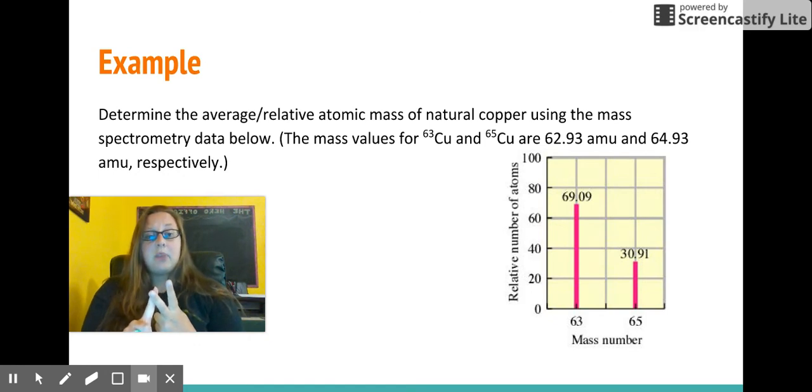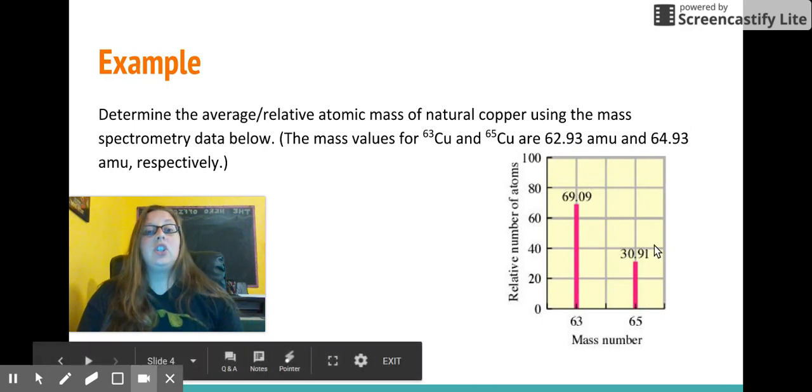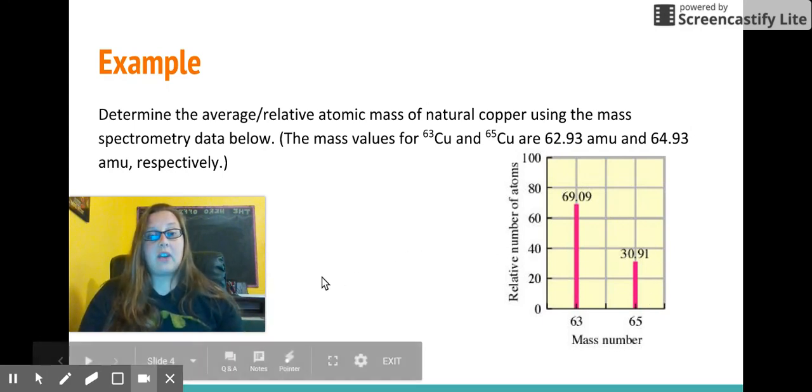Secondly, I want you to get practice, and I want you to determine the average atomic mass using this data here so you can practice with those calculations.